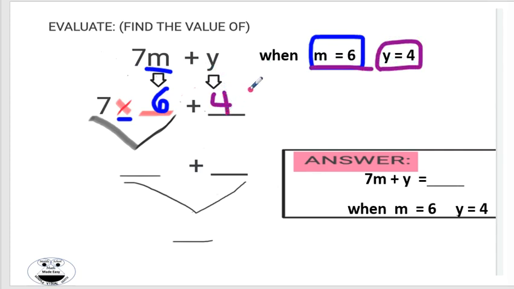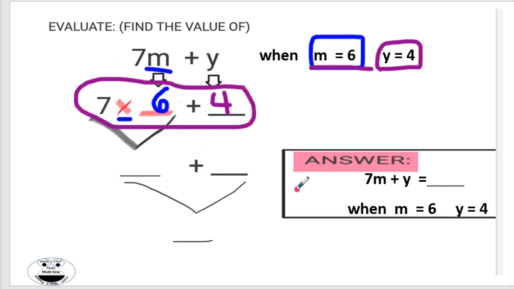And now we just have a math sentence, an expression, and it's not an algebraic expression because it doesn't include variables. So now this is just an expression that we need to do the operations in the proper order using PEMDAS. First we're going to multiply, and then we're going to add. 7 times 6 is 42. And then we need to bring down this 4 because we still need to add the 4. And 42 plus 4 is 46. And then I'm just going to write the answer here.